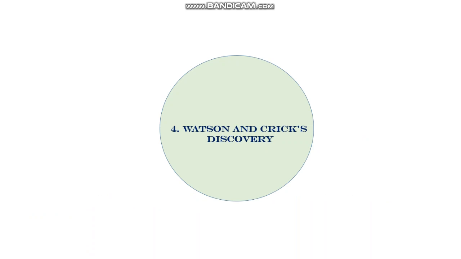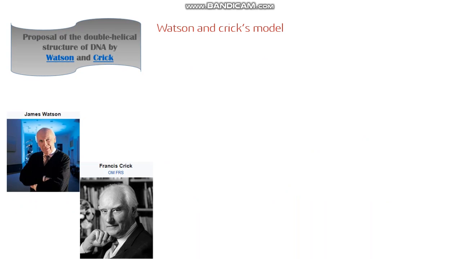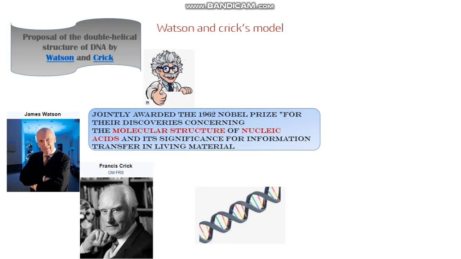For that reason, Watson and Crick were encouraged to figure out the molecular structure of DNA. Their discovery of the DNA structure is known as the Watson and Crick model, and they proposed the double helical structure of DNA. In 1962, they were jointly awarded the Nobel Prize for their discovery of the molecular structure of nucleic acids and its significance for information transfer in living material.